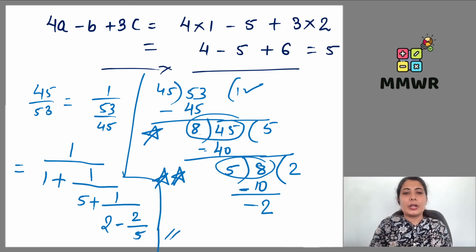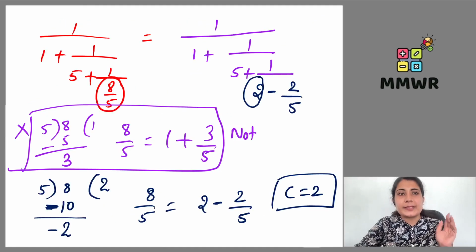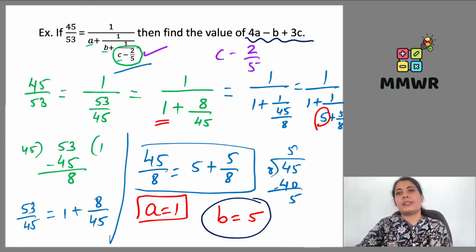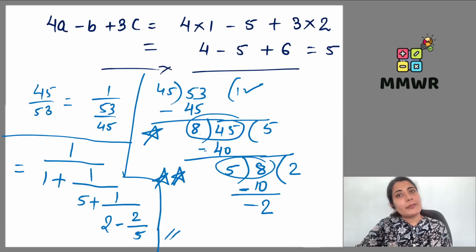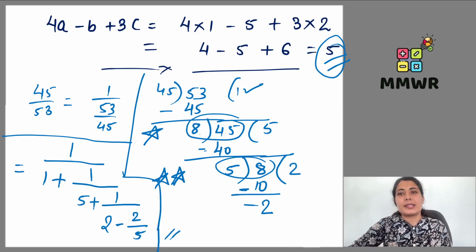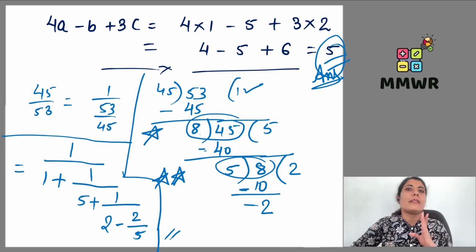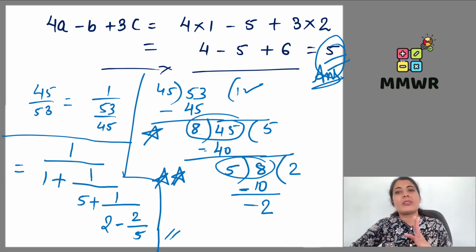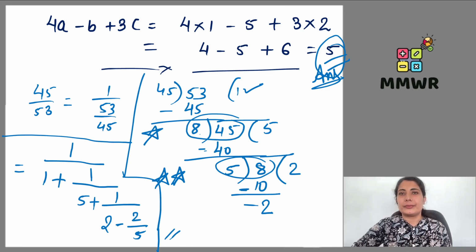So this way I got the answer for converting this 45 upon 53 into the continued fraction with this specific format. But I do not only have to convert, I have to get the value for. So actual answer is this. This is the answer because I do not have to find the value for A, B, C. I have to get the value for 4A minus B plus 3C, which is 5. So 4 minus 5 is minus 1. Minus 1 plus 6 gives me positive 5.